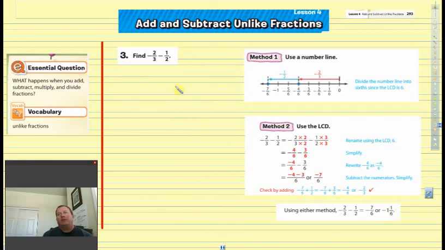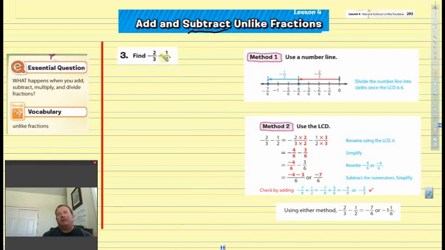Example 3. So this one, I see subtraction. Well, you probably guessed it. I don't care if you use method 1. I don't care if you use method 2, or if we're going to use the new one, which some people call the fish method. I think it's just cross multiplication. We're going to add the opposite. Okay, that's probably the best way to do this. Add the opposite. So let's rewrite this.